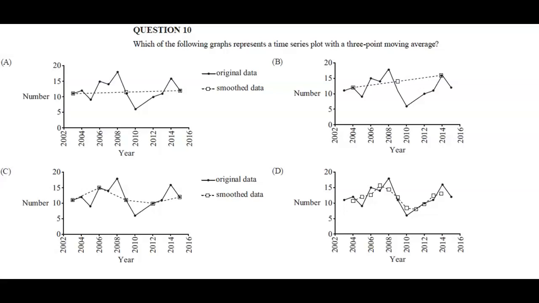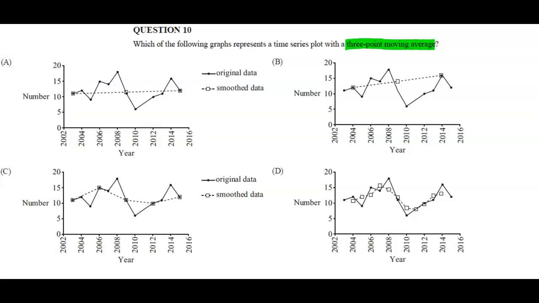Question 10. Which of the following graphs represents a time series plot with a 3-point moving average? Now the key words in this question are 3-point moving average. What a 3-point moving average does, or what any moving average does for that matter, is it takes this time series plot and it smooths out the data, to get rid of the fluctuations in order to help us make better predictions in regards to the model.